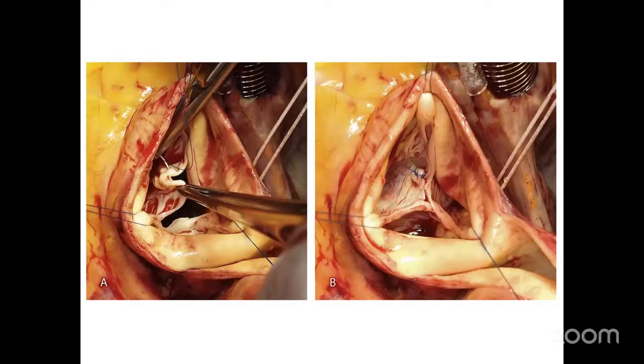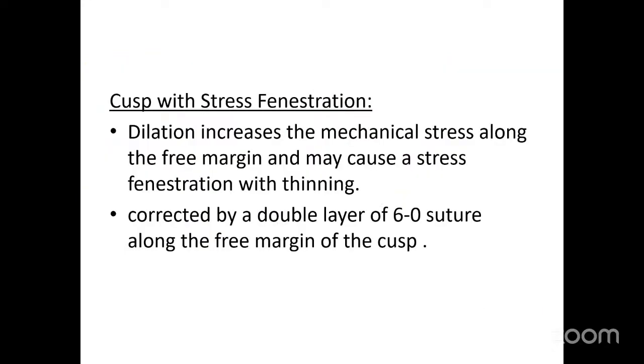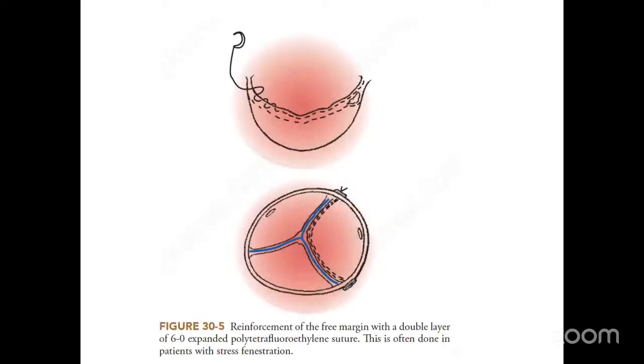This is another example of plication. Cusp with stress fenestration. Dilatation increases with mechanical stress along the free margin. It may cause stress fenestration with thinning, corrected by a double layer of 6-0 suture along the free margin of the cusps, as you can see demonstrated. The double layer of the suture on the free margin of the leaflet.